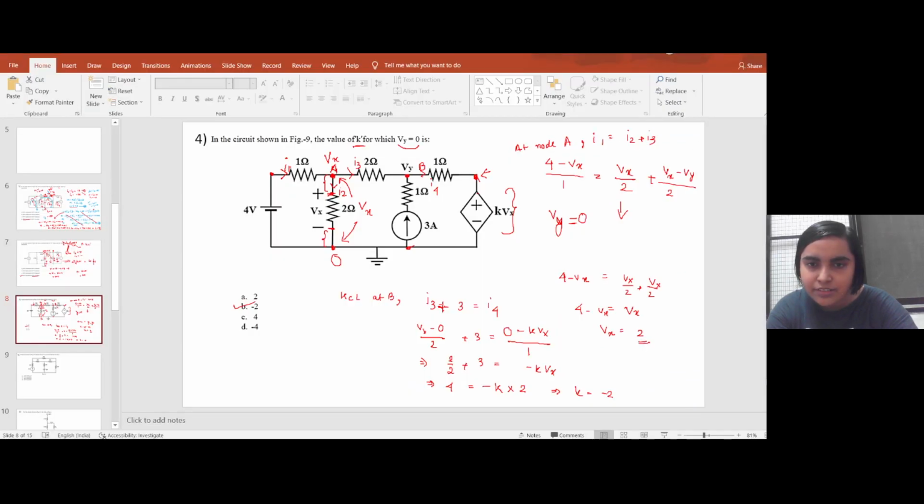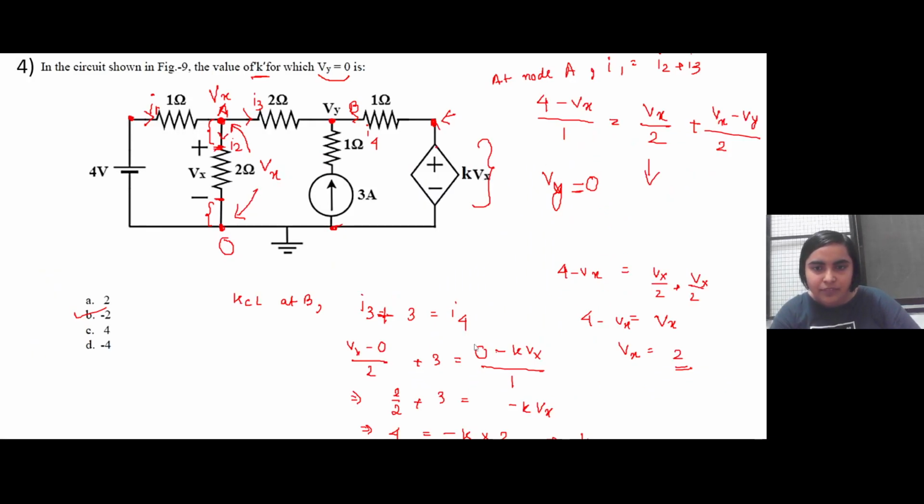Excuse me, ma'am. Why are we taking I3 plus 3 is equal to I4? How are we taking it? Okay. So look, in KCL, what happens? Summation of all the current that is either coming in or going out. Ma'am, I got it. Got it, ma'am. Okay.